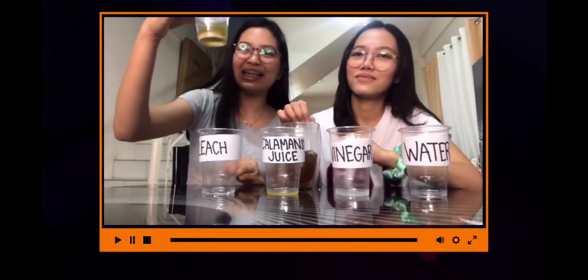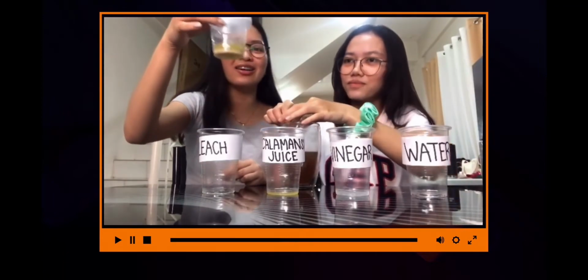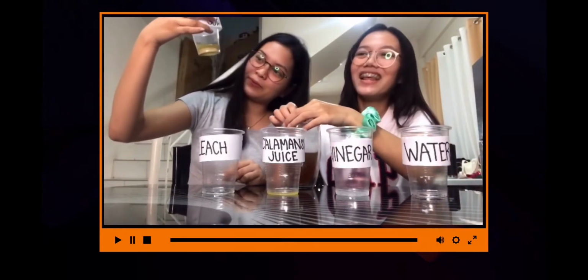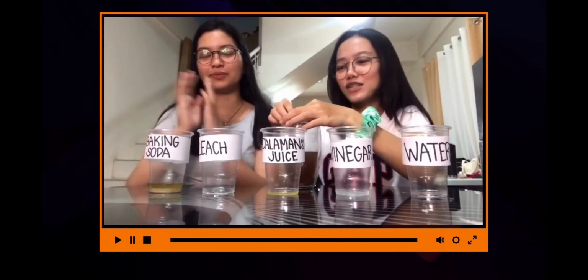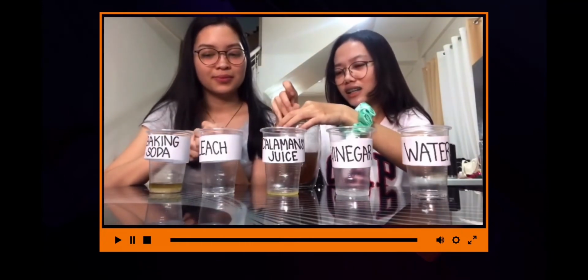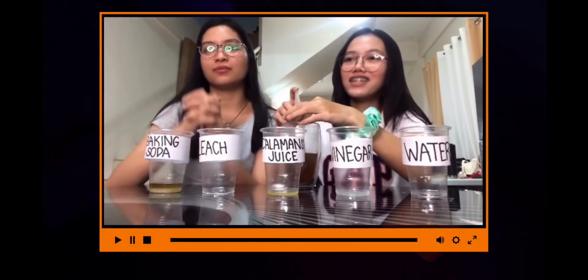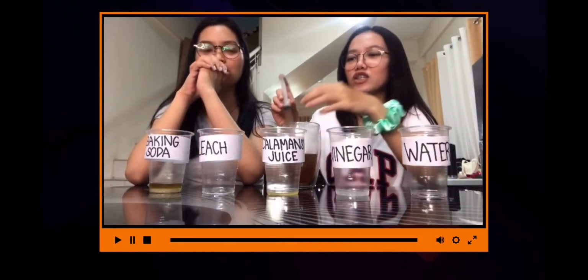Oh, look, Angelica! It turned into a dark greenish color. Oh, that's cool. Let me try the second sample. So guys, I am going to add 10 ml of our natural pH indicator with 5 drops of bleach.